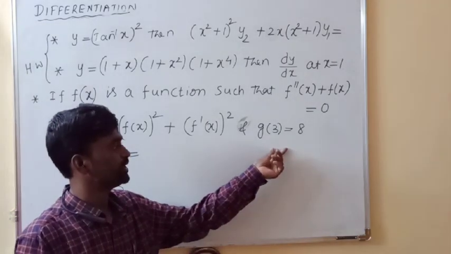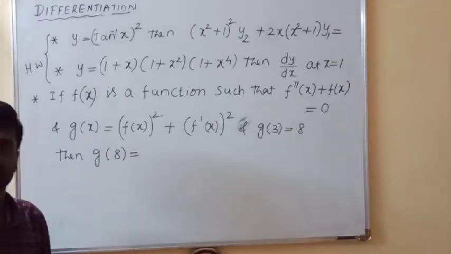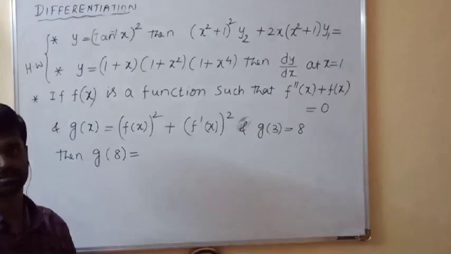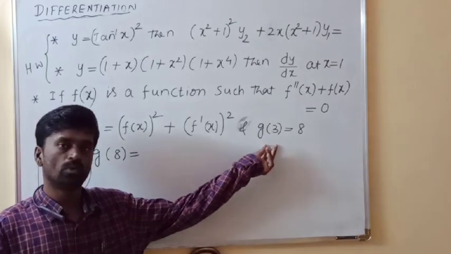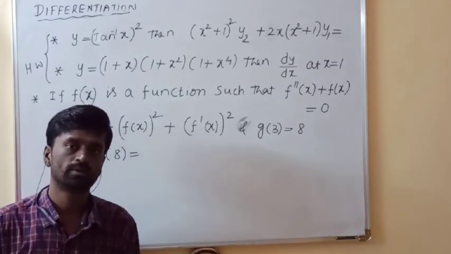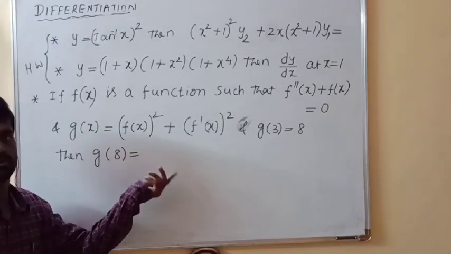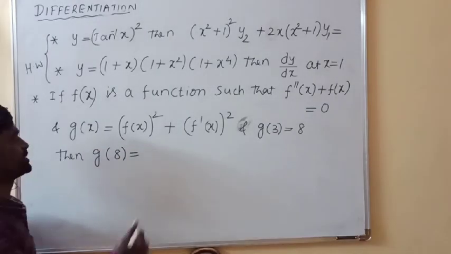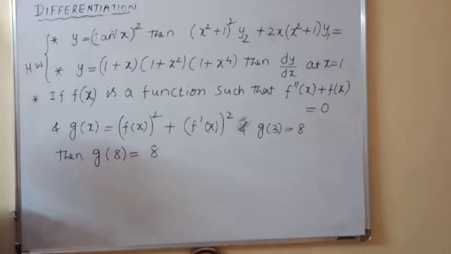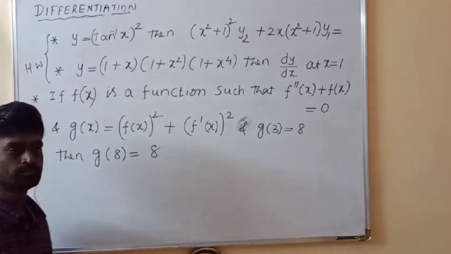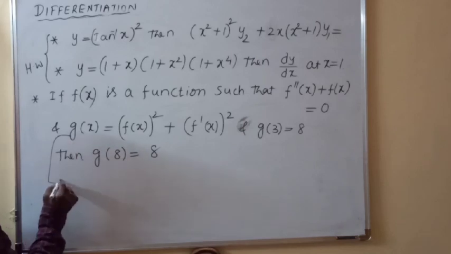And what is given? g of 3 is 8. As g is a constant function, g of x is some constant for all x. Particularly, g of 3 value 8 means g of x value is also 8 for all x. That means g of 8 also, what will you get? 8 only. So the answer is 8. Then how to prove g of x is a constant function? If g of x is a constant function, g dash x must be 0 only, na?